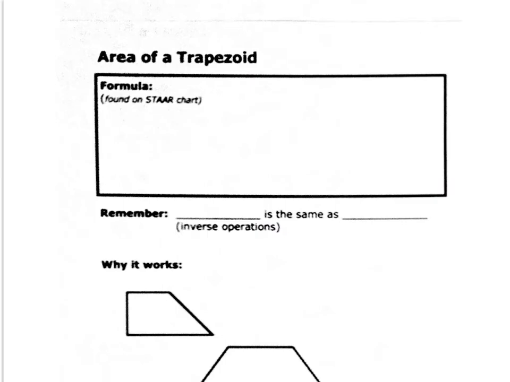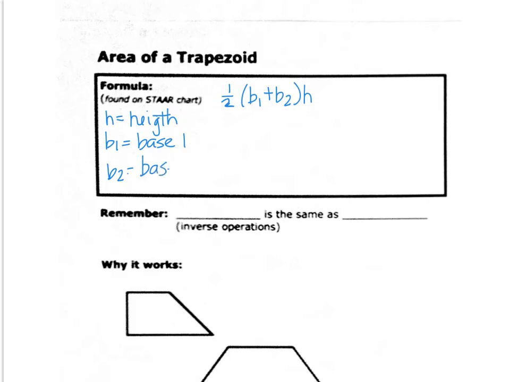Our trapezoid formula comes straight from the star chart. It is 1/2 of base 1 plus base 2 times height. We know that h is our height. It's just like what it was in the triangle. Our base 1 is the top parallel line, and base 2 is the bottom parallel line. And that will make more sense in just a second.